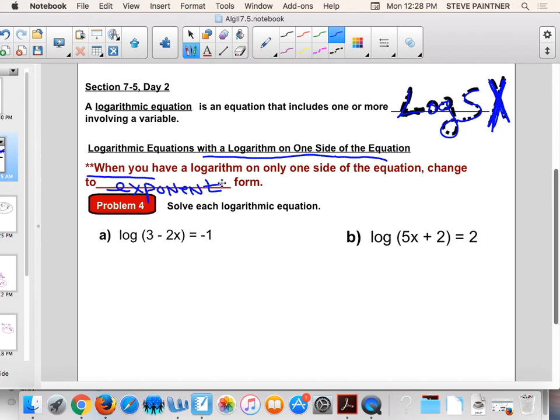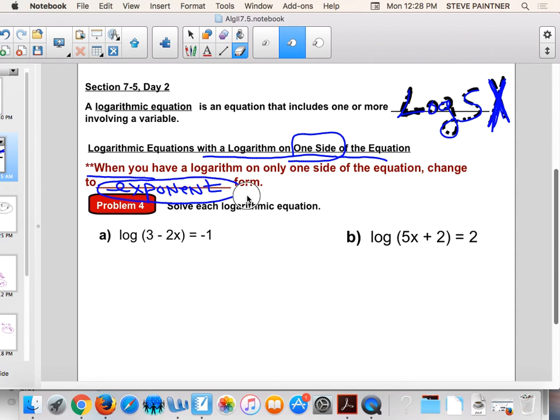Well, first of all, you have how many logs here? How many logs are you counting? Just one. There's just one log here. These are so easy because all you do is put them in exponential form. Exponential form. Okay, so let's get this in exponential form.